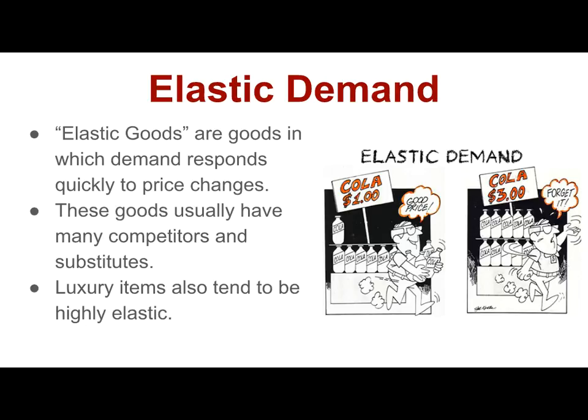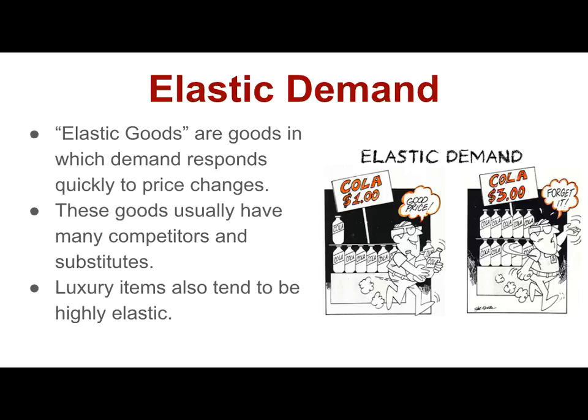We can use Coke versus Pepsi. If Coke were to double its price one day, all of a sudden nobody would buy Coke, right? Everybody would just buy Pepsi because you see those two cans on the shelf. One is $1 and one is $2. There's not enough difference in the product to justify that kind of difference in the price. So it's a very elastic demand for that. It changes dramatically based upon price.